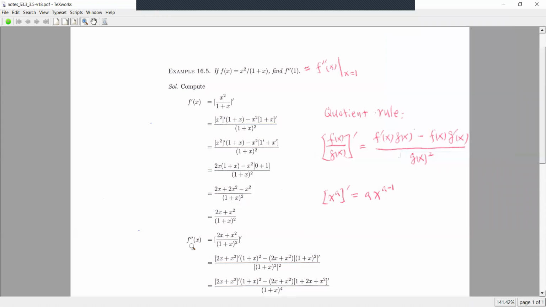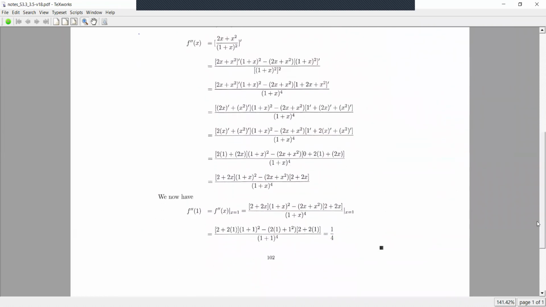Now, take the derivative again and apply the quotient rule to this derivative. Then we have this equation. Expand 1 plus x squared, then we have this equation. Apply the summation rule here and here, then we have this equation. Move out the constant, then we have this equation.